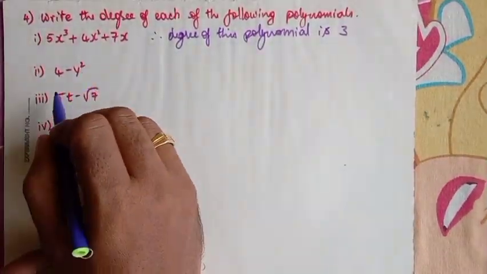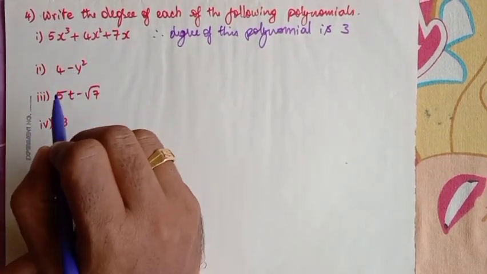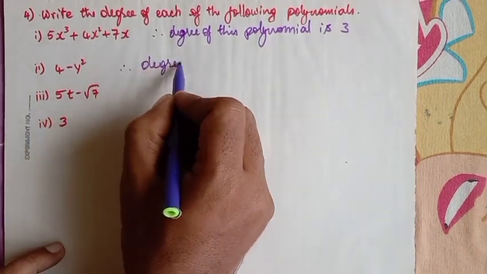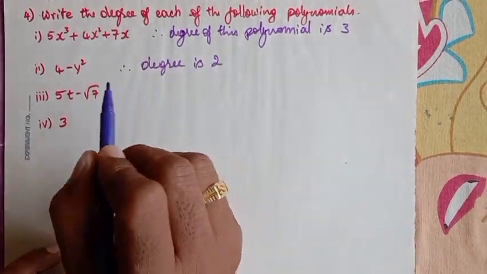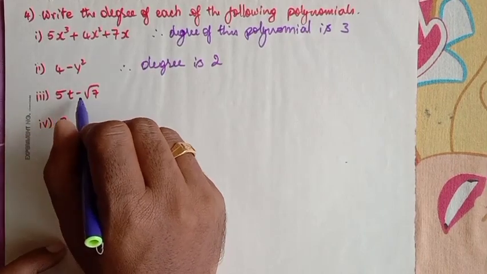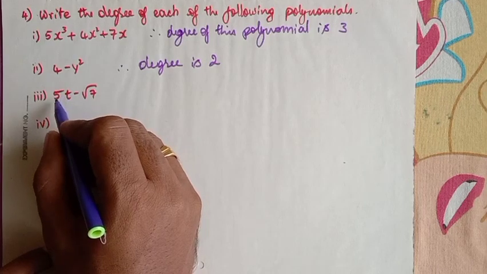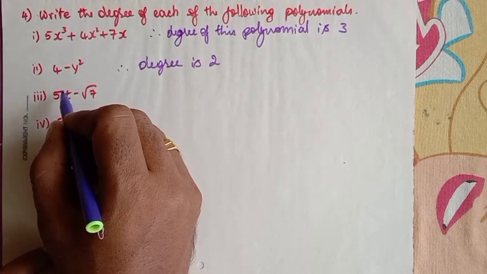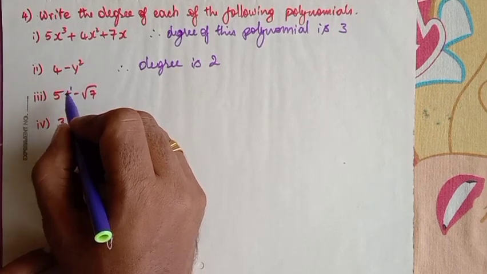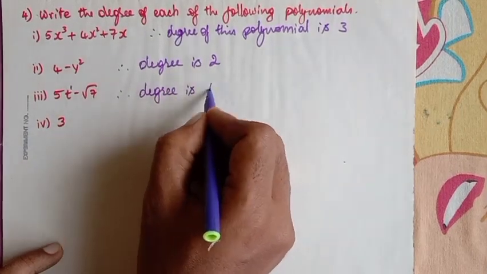In this case, y is the variable and the exponent of y is 2. Therefore, degree is 2. Here in the third question, 5t minus root 7. The first term 5t, t is the variable and there is no visible exponent, so we should assume that t to the power of 1 is there. Therefore, degree is 1.